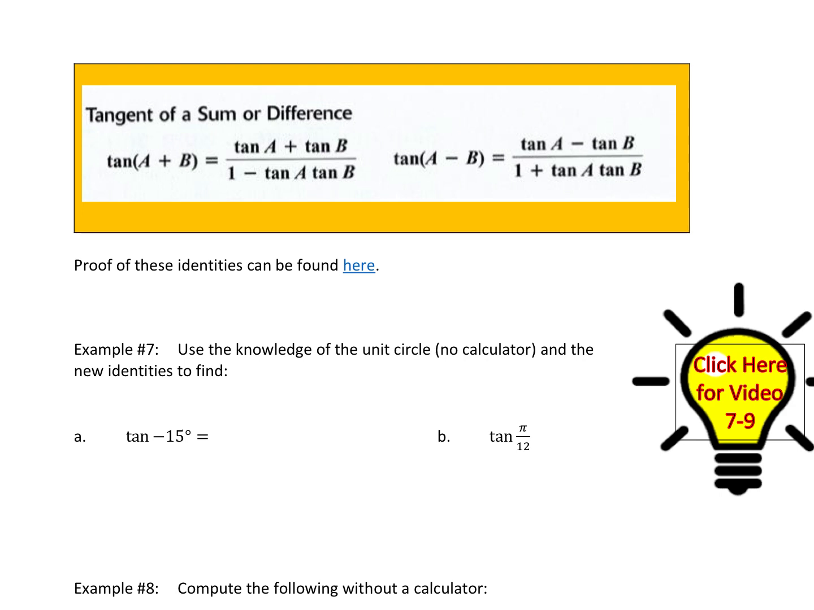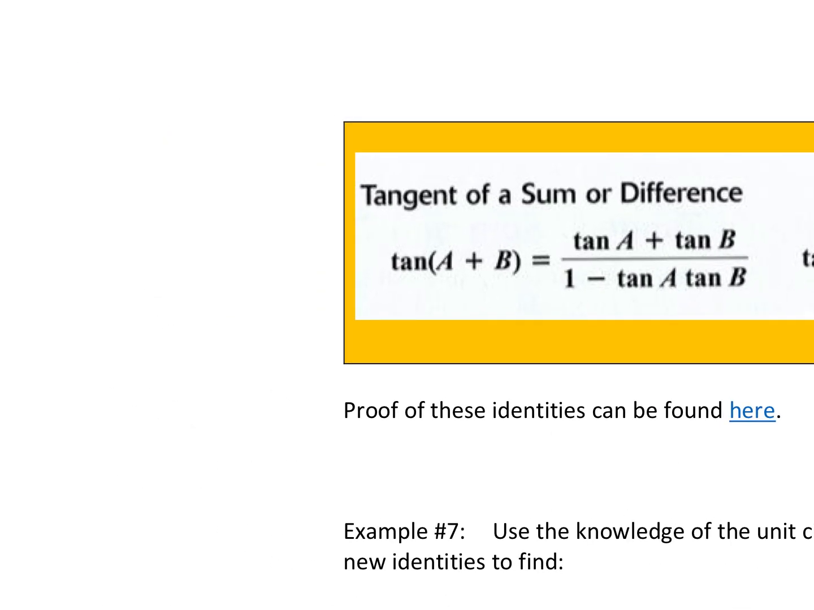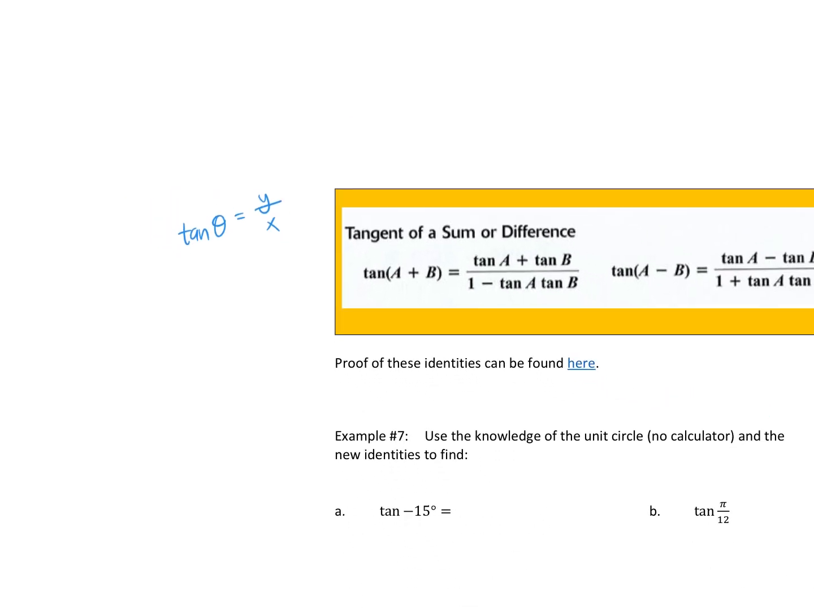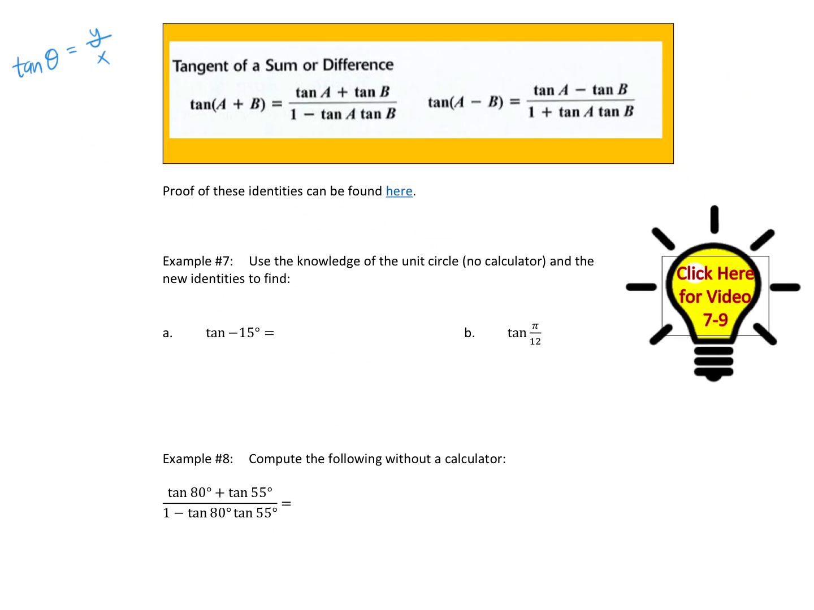So there's no cosines, there's no sines. So reminder, tangent of theta is equal to your y value over your x value, okay? Again, if you want to know how these identities came to be, you're more than welcome to. There is a little proof there, or you can go ahead and Google tangent of a sum or difference proof, and it will give you a video of it too. But we're just going to go ahead and use these formulas to evaluate tangent of negative 15, tangent of pi over 12.